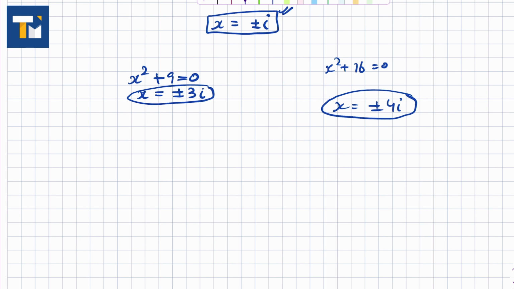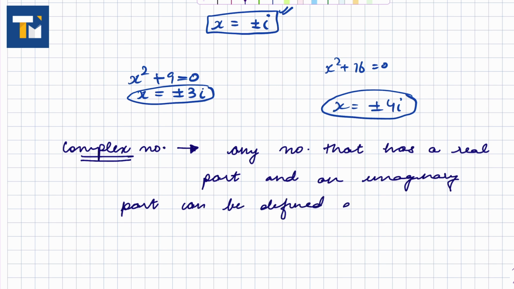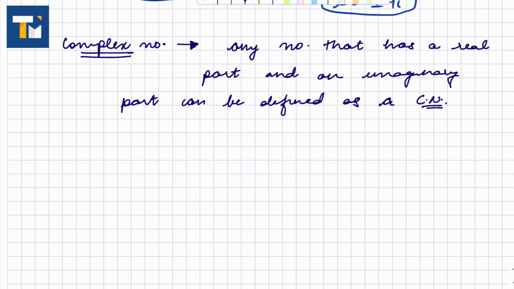So now using this imaginary number that we have, which is iota, we devised a new number and called it a complex number. So now to define the complex number for you: any number that has a real part and an imaginary part can be defined as a complex number. Now you're going to ask how so?